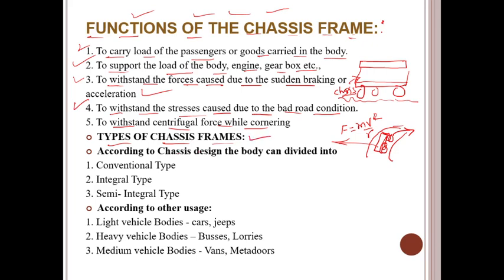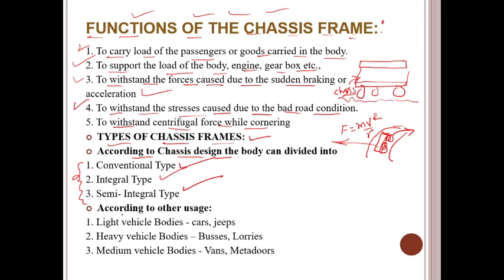Another heading is the types of chassis frame. What are the types? According to chassis design, the body can be divided into two main components. So you see here, it is divided into these three types, not two. One is the conventional type of chassis, second is the integral type chassis, and third is the semi-integral type chassis.